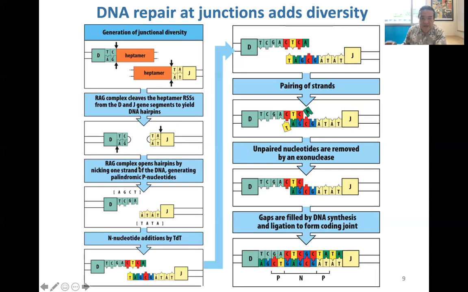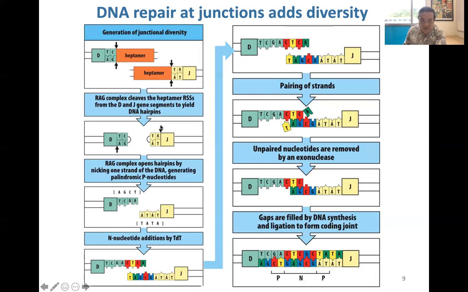So the RAG complex has other proteins that will go ahead and snip one of these fragments. Where these black arrows are, it'll snip one of these strands. So now this A and the G are cut here, and the A and G can flip out, and it's attached to the C and the T on the other side. So you get this kind of an end sticking out.